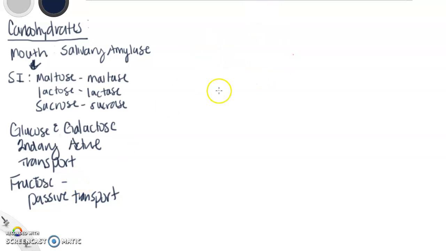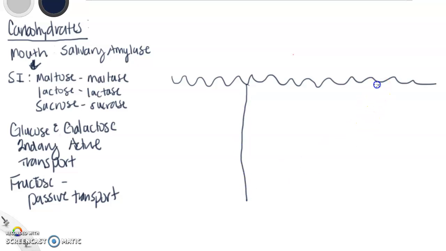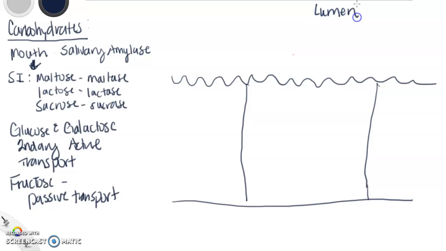Okay, so if I draw this out, I can show you how this basically occurs. So I'm going to draw my cells here, and this area up here is the lumen. So that's where the food is. This is the tube of the small intestine. So remember, that's where we are right now. The disaccharides, the maltose, the lactose, and the sucrose, are changed into monosaccharides along what we call the brush border.